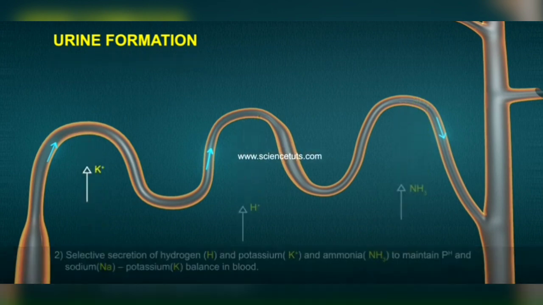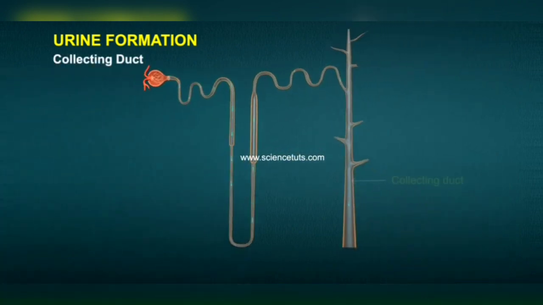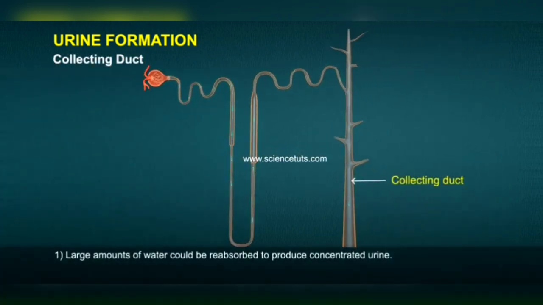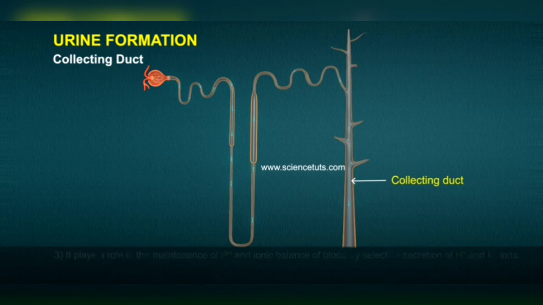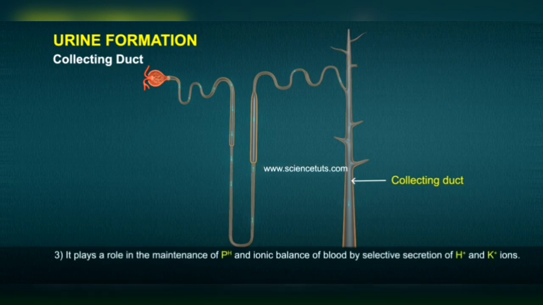4. Collecting duct. 1. A large amount of water could be reabsorbed to produce concentrated urine. 2. It allows passage of small amounts of urea into the medullary interstitium to keep up osmolarity. 3. It plays a role in the maintenance of pH and ionic balance of blood by selective secretion of H+ and K+ ions.